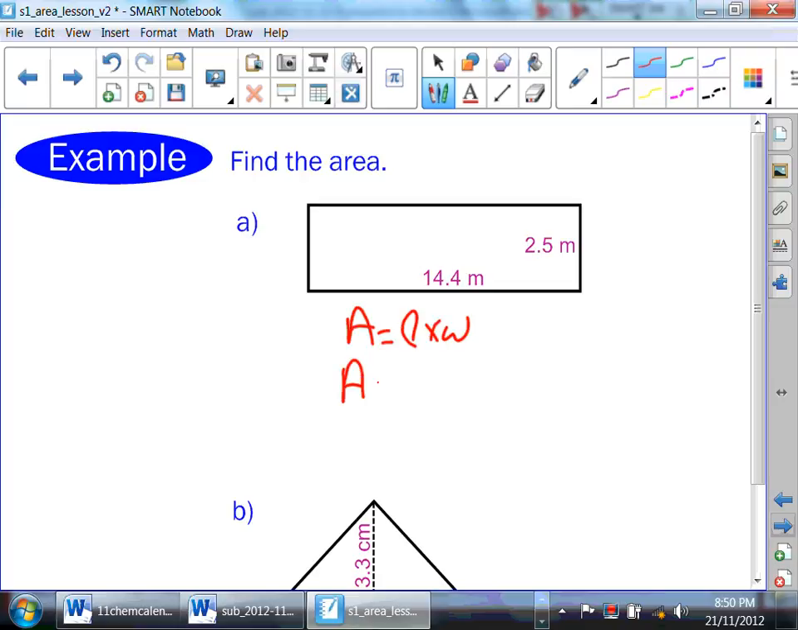So the area is going to be 14.4 times 2.5. So the area is going to be 28.8 plus 7.2, which should be 36. So it's going to be 36 meters squared. The key difference between perimeter and area is that when we talk about area, we're talking about square units. So it's 36 meters squared.